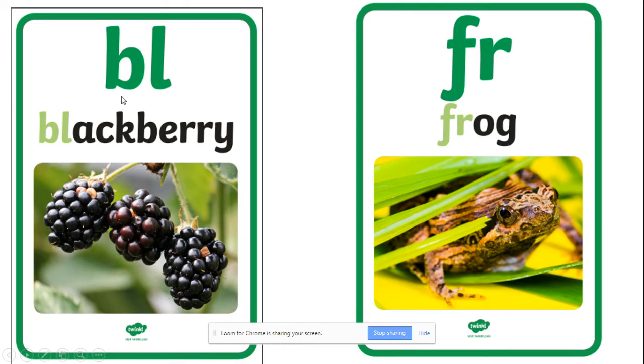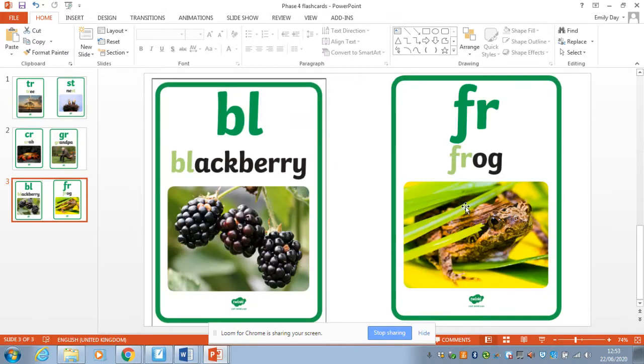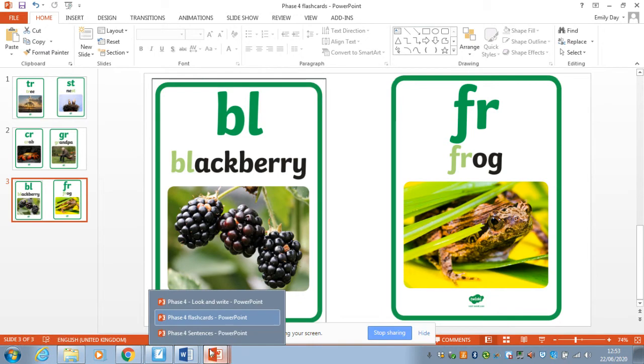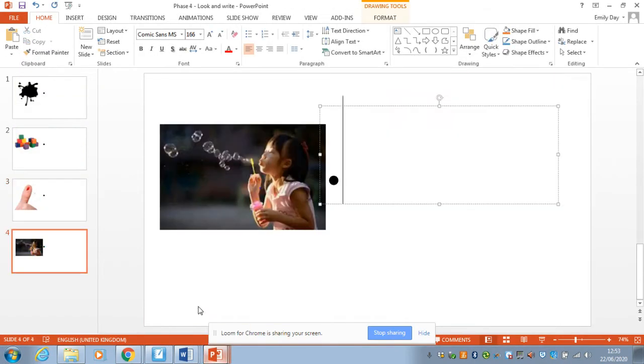And here I have a bl, a b and an l. It makes a bl sound, and you would find that in words like blue or blackberry or black. And here I have an f and an r, and it's the sound that we would hear in frog. So those are some examples of consonant clusters, and today we are going to focus on the bl consonant cluster. So let's have a look.